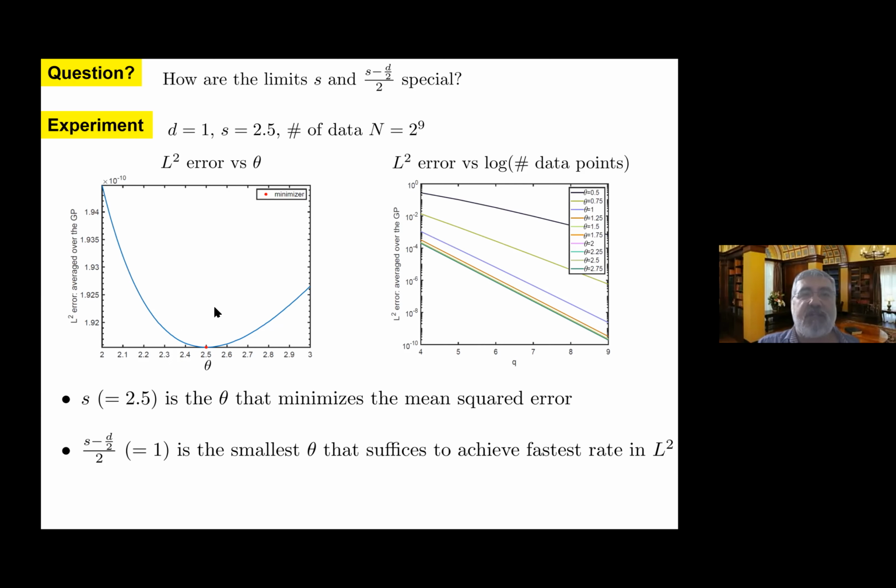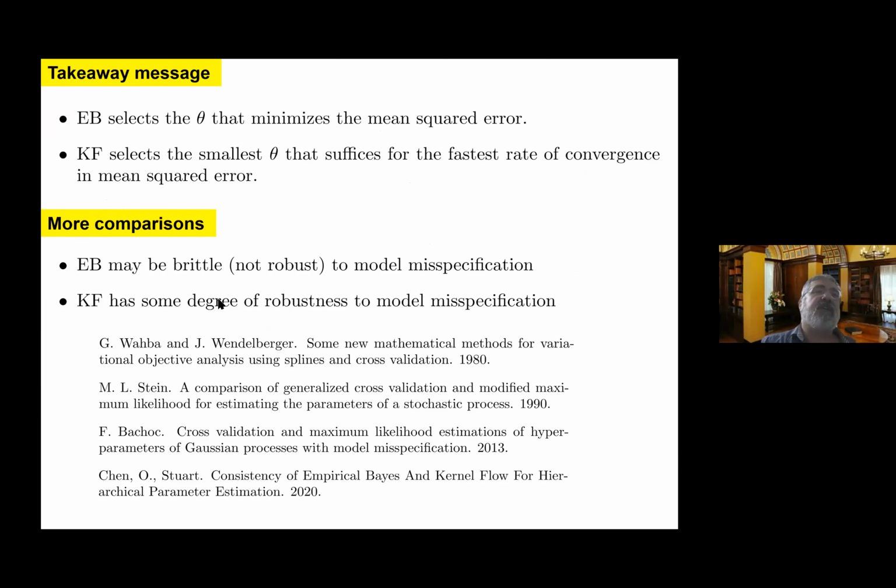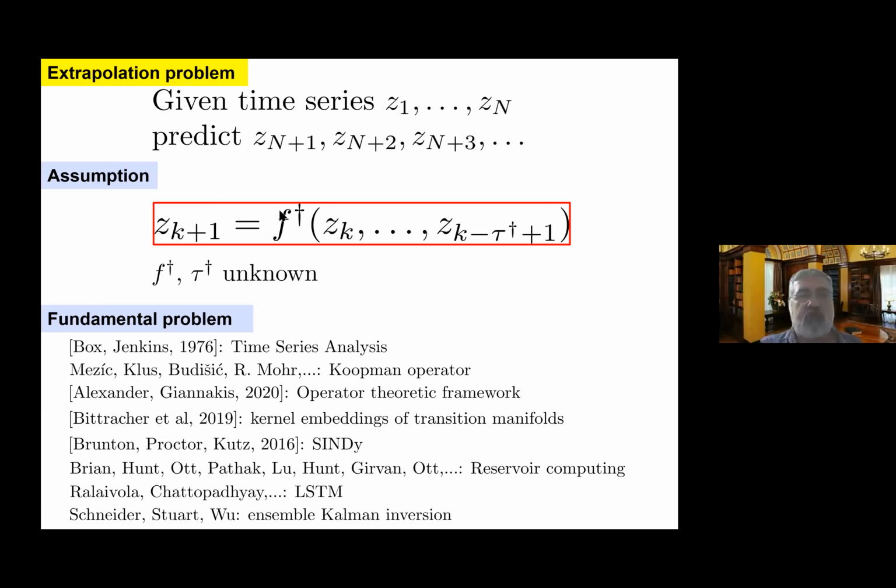One question that may be asked is why should anyone use kernel flows if empirical bias is optimal in mean square error? And the answer, which I don't have the time to cover here, is that the optimality of empirical bias assumes the model to be well specified, and empirical bias can be brittle, that is not robust to model misspecification. Whereas kernel flow has some degree of robustness to misspecification, and it is also nearly optimal if the model is well specified.